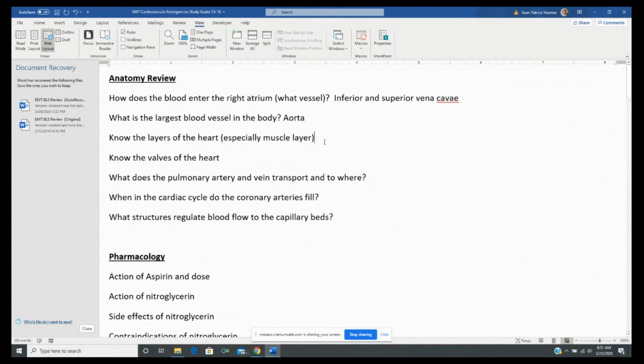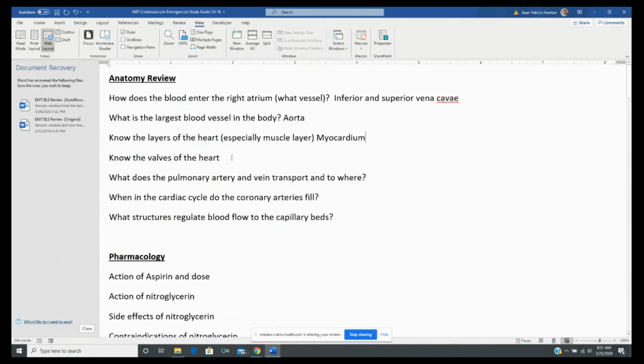Know the layers of the heart, especially the muscle layer. So the muscle layer is called the myocardium. We do have the outside layer, the pericardium. Remember I was showing you a picture how it's really tough and fibrous and it surrounds the heart, and then there's a little bit of a gap that has some lubricating fluid in there. But if you get an infection in the gap, then you could get pericarditis.